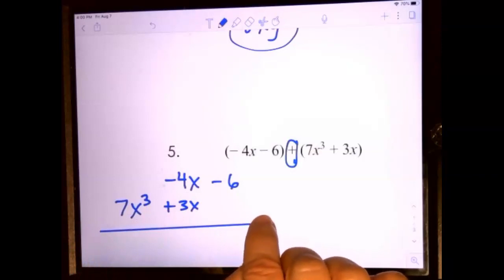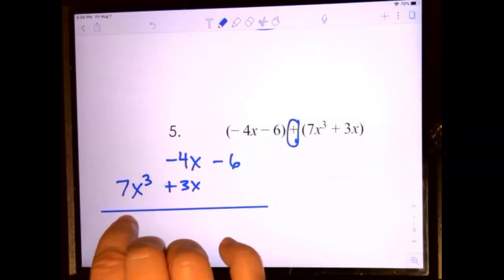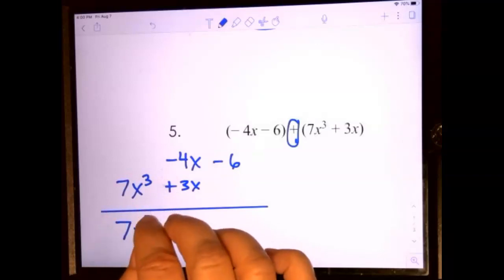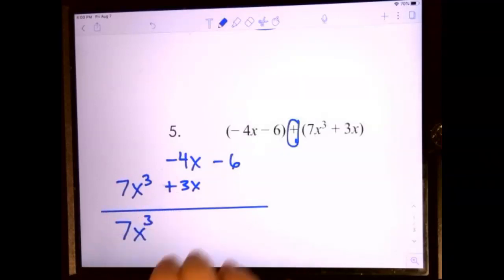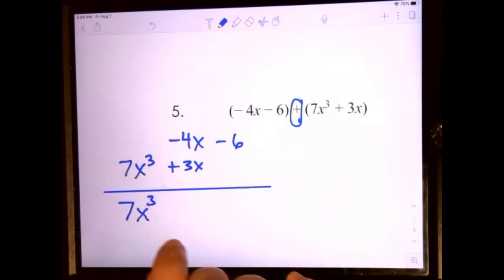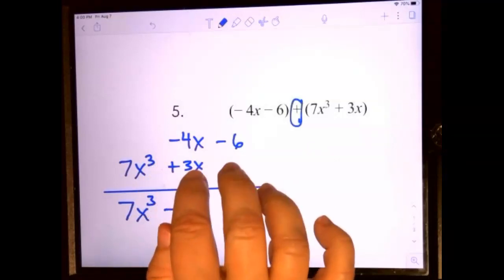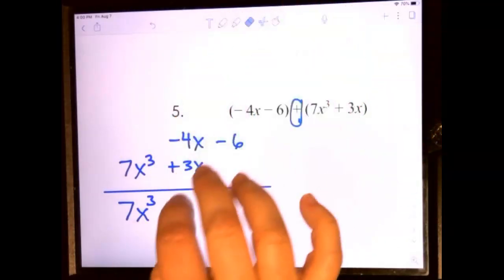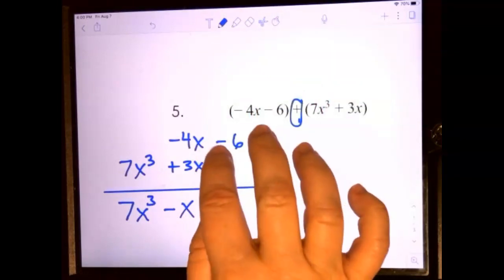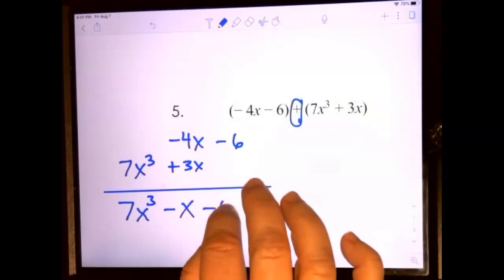Ooh, I don't have an x cubed with my algebra tiles. Okay, let's talk about that in a minute. So 7x cubed plus nothing is still 7x cubed. Then I have my coefficients minus 4 plus 3. 4 is larger. 4 minus 3 is 1, so it's minus 1. Oh, but I don't need to write the 1 because I have an x. And then negative 6 plus nothing else is still negative 6.